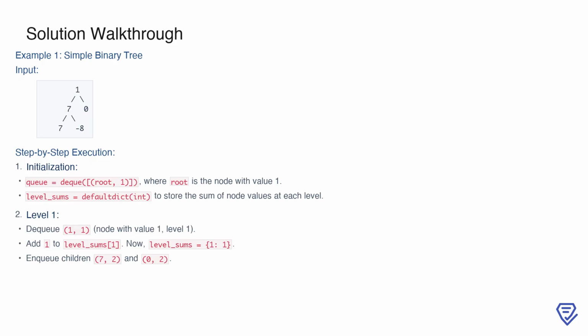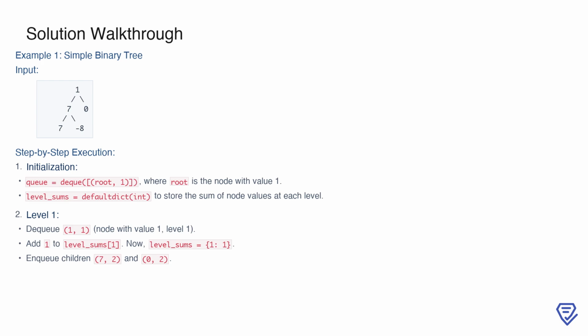To solve this problem, we process the binary tree level by level, calculating the sum of node values at each level. For this example, we start with the given binary tree. The root node has a value of 1, and its two children are 7 and 0. The left child of node 7 is another 7, and the right child is -8. First, we initialize a queue with the root node and its level, which is 1, and a dictionary called level_sums to store the sum of values for each level.